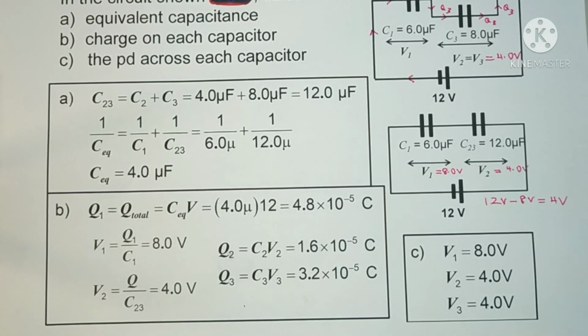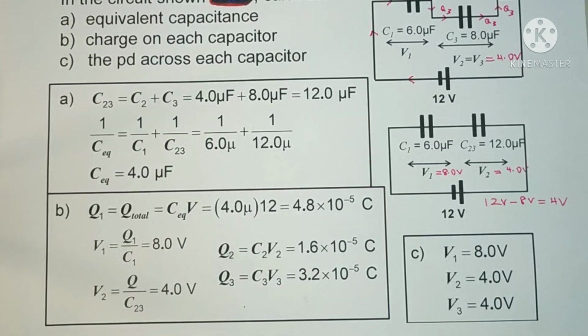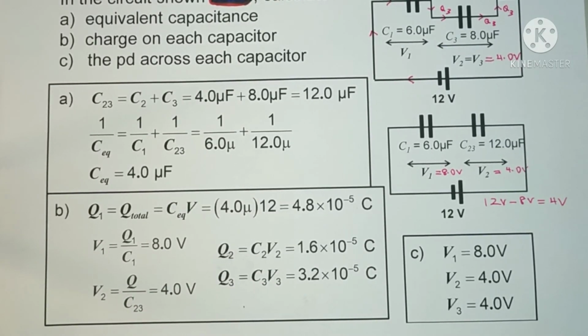And finally section C, the potential difference across each capacitor. For C1 it is 8.0 volt and for C2 and C3 it is 4.0 volt.